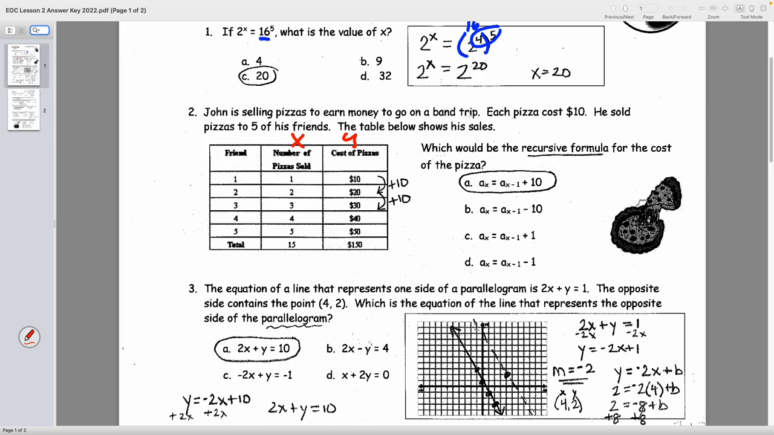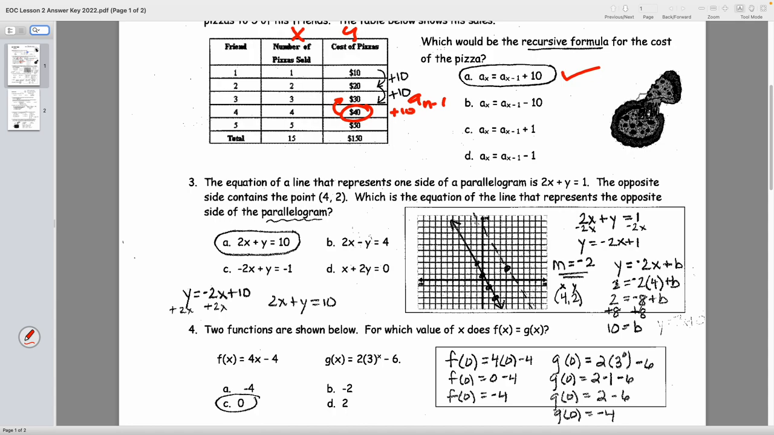That made it a linear arithmetic sequence. And if recursive just means explain the formula to somebody, well, the formula would be, how do I figure out this number here? Well, I've got to go get the previous term, right? Previous term would be a sub n minus 1, and add 10 to it, and that would give me the next term. So this would be the appropriate recursive formula.